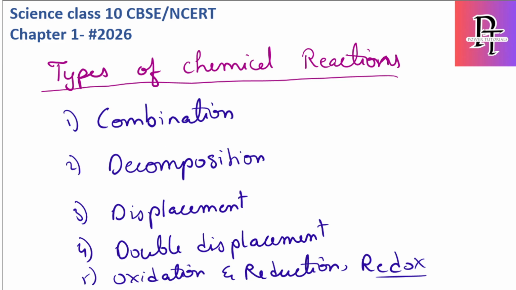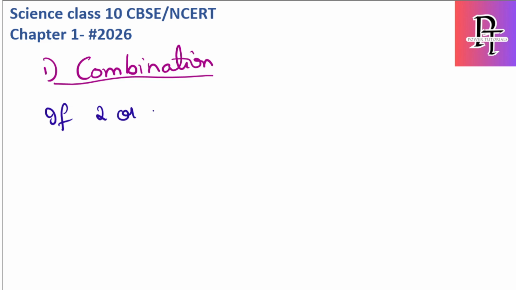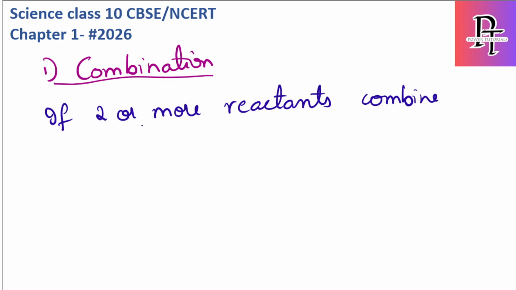So let's study about first one, which is combination. From the name itself, we can understand that it is combining something to get something. Okay, so by definition I can simply say, if two or more reactants, means the left side of the reaction, combine to form single product.